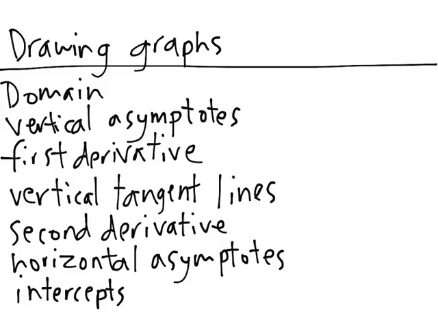So when graphing a function, we can go through each of these steps in this order to search for all of its interesting features so that we can draw an accurate graph. Let's look at a simple example of this to see how it works. Let's say our function is f of x equals x squared.